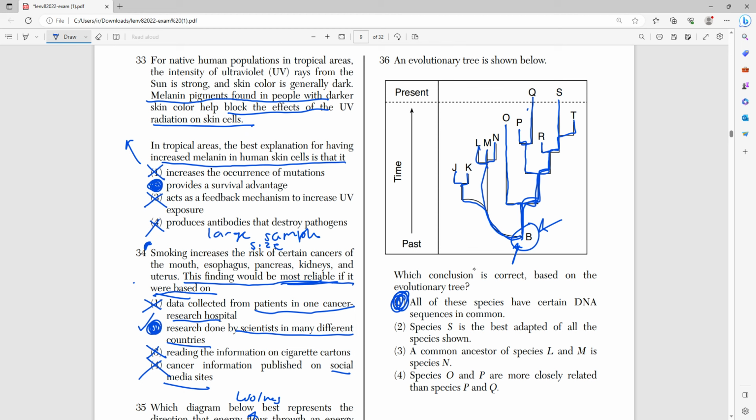Species S is the best adapted out of everything. You can't really tell that, right? Because if it was the best adapted, why did species Q also survive, you know? Species A is a common ancestor of species L and M. Sorry, a common ancestor of species L is M. How, right? Can I draw a line starting from M to L? Can I? Absolutely no, right? I have to go back down in order to do that. And that's simply wrong. You cannot go back down.